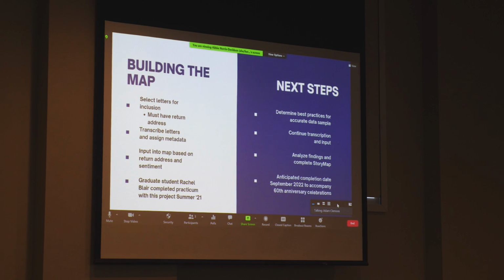Does this pan out, and what can the map tell us once we've been able to establish sentiment in the letters? Obviously, we'd like to write up some of these findings. Also, the University of Mississippi celebrated the 40th anniversary in 2002 and the 50th in 2012 of the integration of the university. We want to have something to show in September and October of 2022, this year, to celebrate the 60th anniversary of that really important event here.